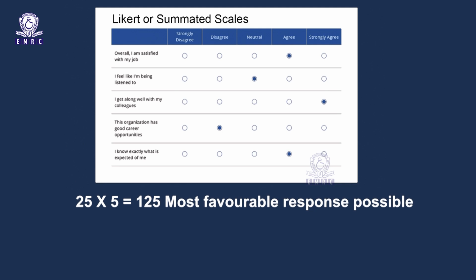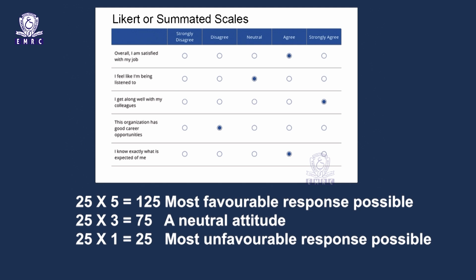Most favorable response which is possible, that is 125. 25 into 3, that is 75, a neutral attitude, and 25 into 1, which is equal to 25, most unfavorable response which is possible. The scores of any individual will fall between 25 and 125. If the score happens to be above 75, then it shows favorable opinion to the given point of view, and if the score happens to be less than 75, then it shows unfavorable opinion, and if the score is exactly 75, then we would suggest a neutral attitude.